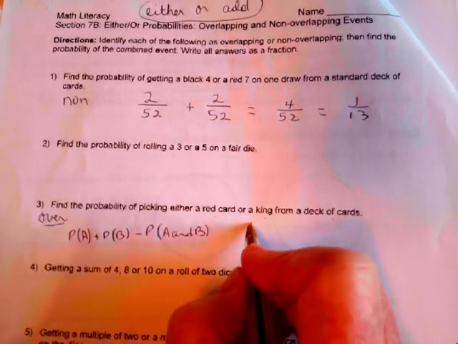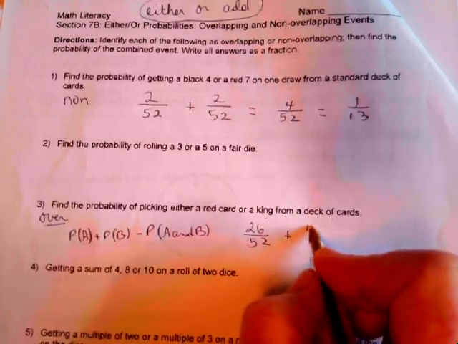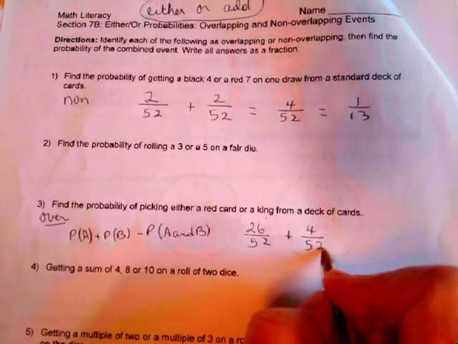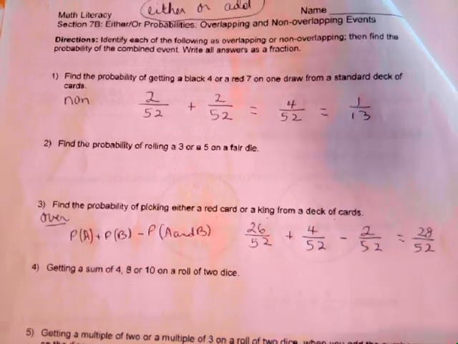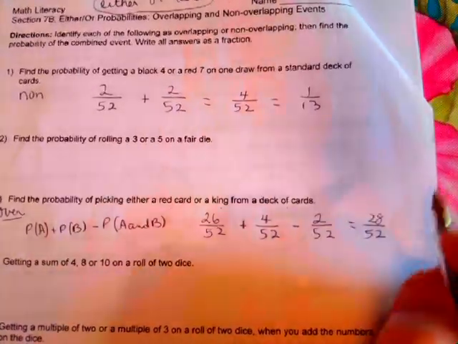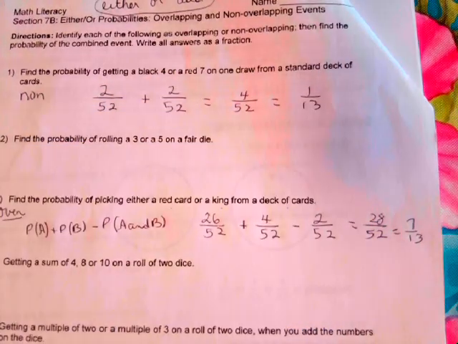Probability I'm going to get a red is 26 out of 52, plus probability I'm going to get a king is 4 out of 52, minus the probability I'm going to get a red king, which is 2 out of 52. Put all that in your calculator. It comes out to be 28 over 52. That will reduce to 7 over 13. Got another answer.